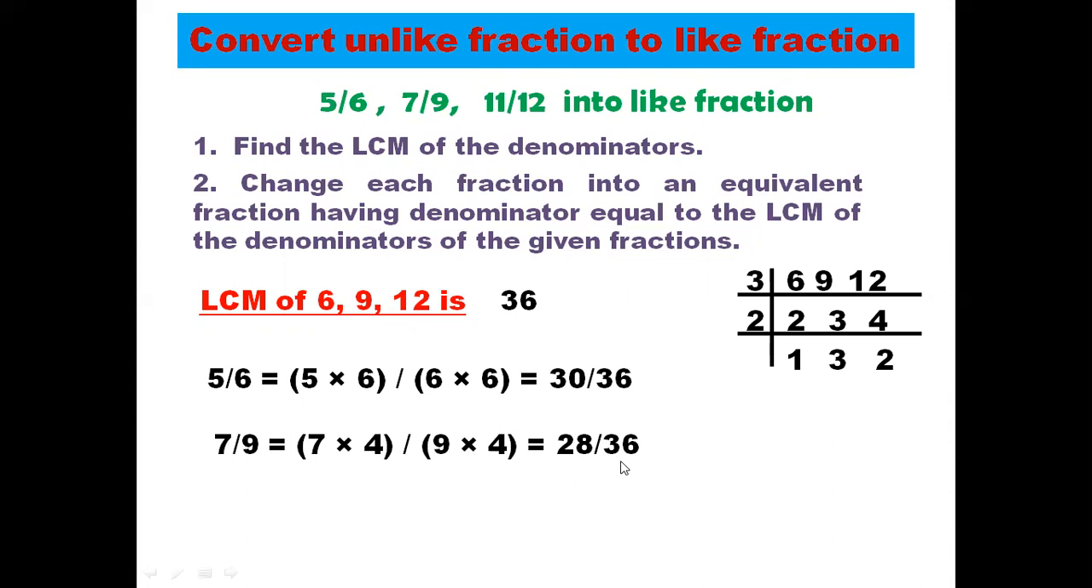So we get 36 in the denominator. Now we multiply with 4 in the numerator as well. So we get 7 times 4 is 28. So 7 by 9, we multiply with 4, we get 28 by 36. Now the last one, 11 by 12, we multiply the denominator with such a number so as to get 36. We know 12 times 3 is 36, right? Now we multiply the numerator with the same number 3. So we get 11 times 3 is 33. So 33 by 36. So these are like fractions.